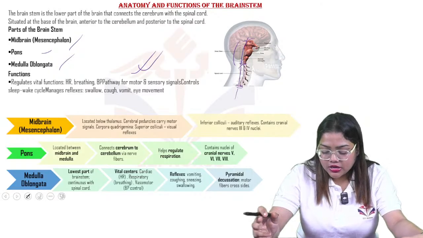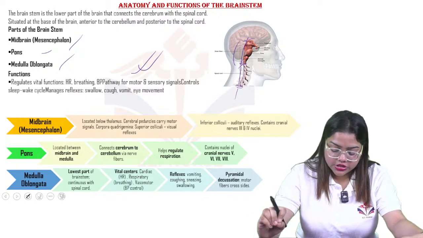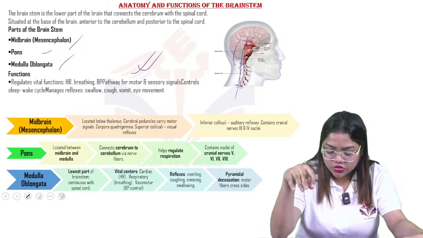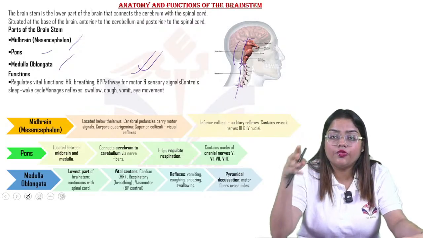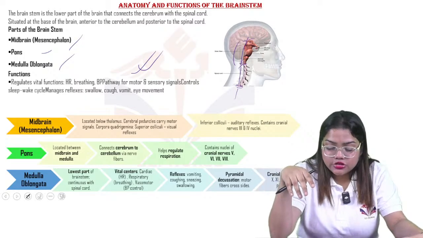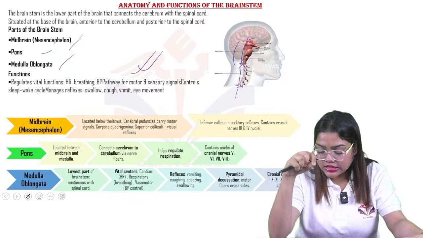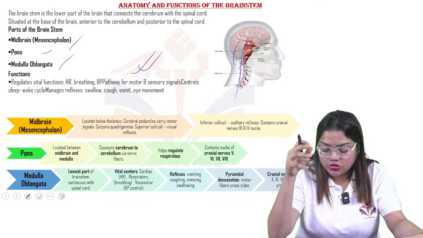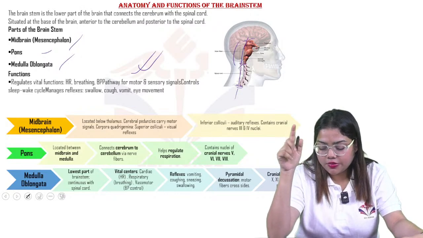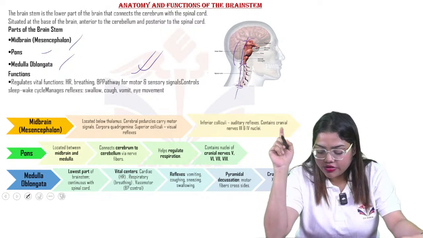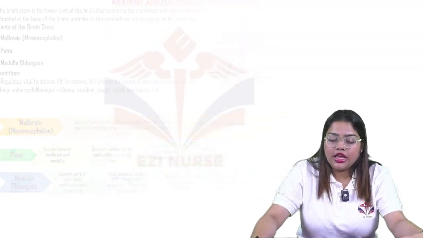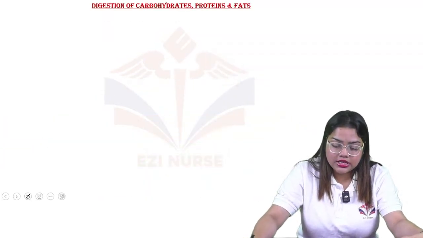The pyramidal decussation will control the motor fibers which will cross to the other side. So this is the function. And lastly, the cranial nerves: the medulla oblongata is also the center where the nuclei of cranial nerves 9, 10, 11 and 12 are present. So this is the anatomy and the functions of the brainstem.